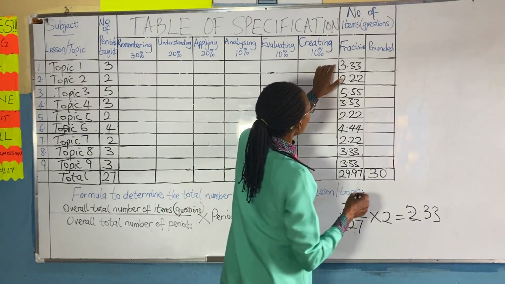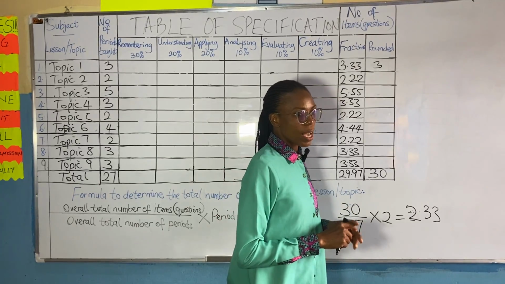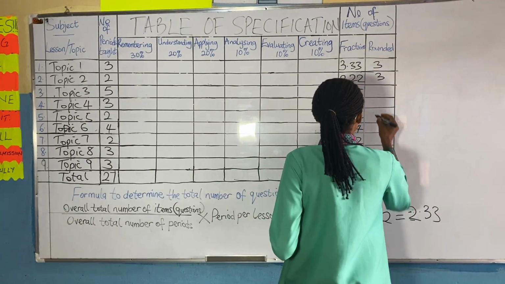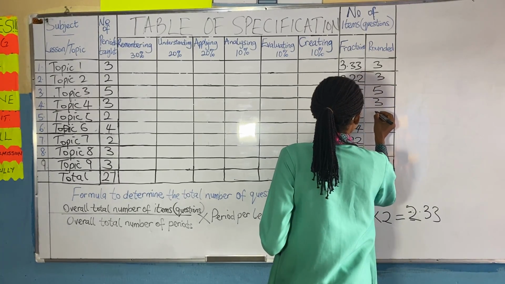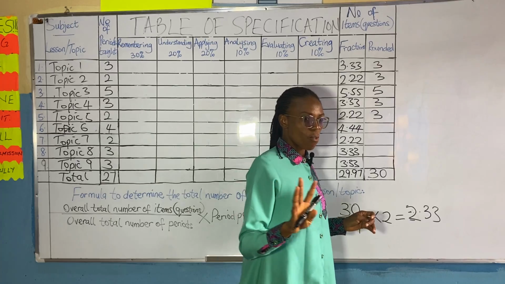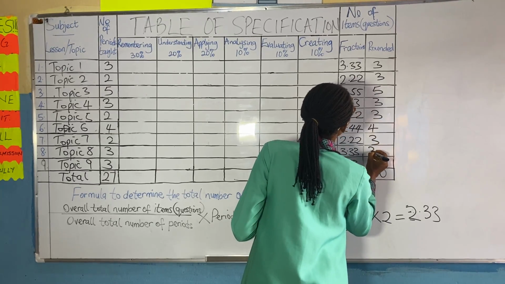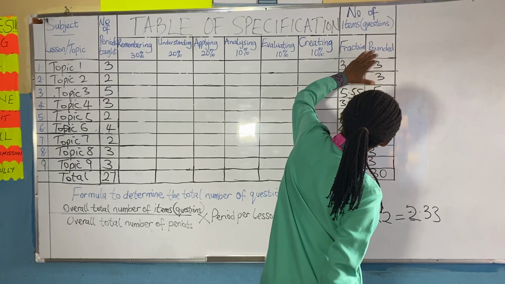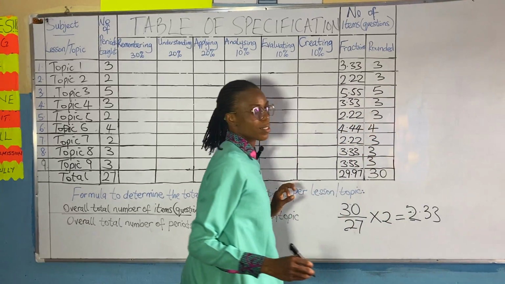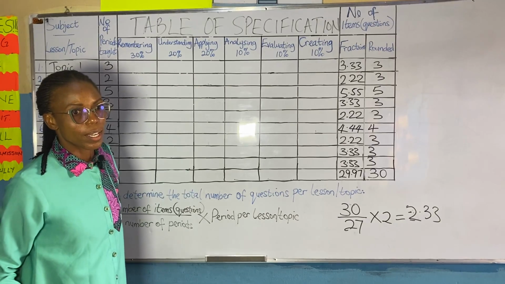So let's assume every 3 is 3. Are we together? Let's assume that every 2 is also 3. Every 5, let's assume that every 5 is 5. Every 3 is 3. Every 2 is 3. Every 4, let's say every 4 is 4. Every 2 is 3. Every 3 is 3. Let's see if it adds up. 3, 3, 6. That gives us 30. We have 30 here already.